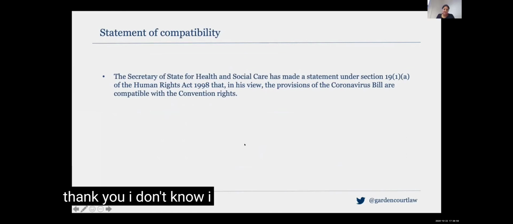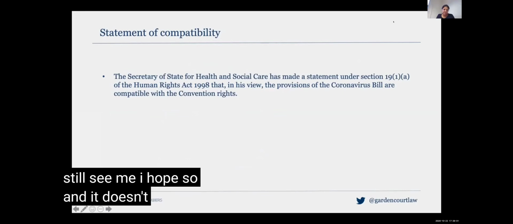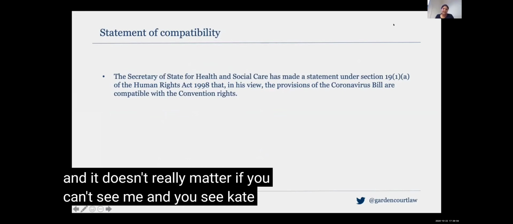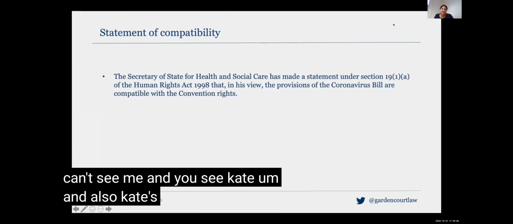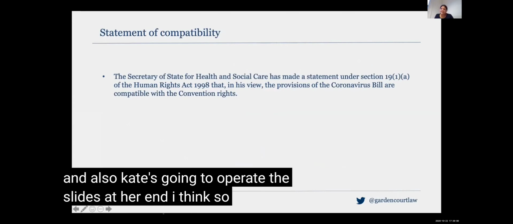Thank you. I don't know, does that mean you can still see me? I hope so. And it doesn't really matter if you can't see me and you see Kate. And also Kate's going to operate the slides at her end, I think, so that's helpful.